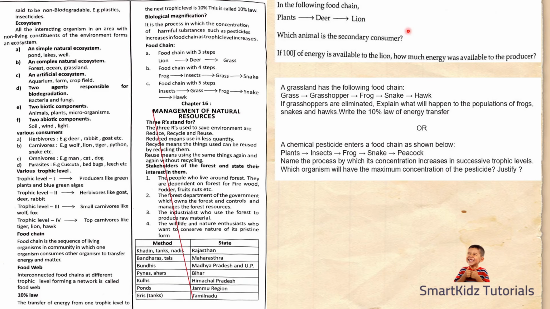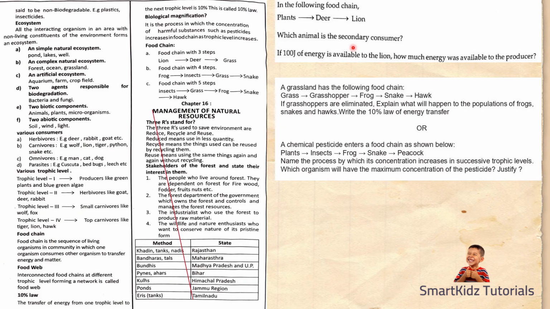The next is, if 100 joule of energy is available to the lion, how much energy was available to the producer? Okay, so let's say a lion has 100 joule of energy. If that is the case, then remember 10% is lost at every step. So if lion at 100 into 10 gives us 1000. So that means deer would have had 1000 joules of energy. 1000 into 10 would give us 10,000. That means plant would be having 10,000 joule of energy available to the producer.